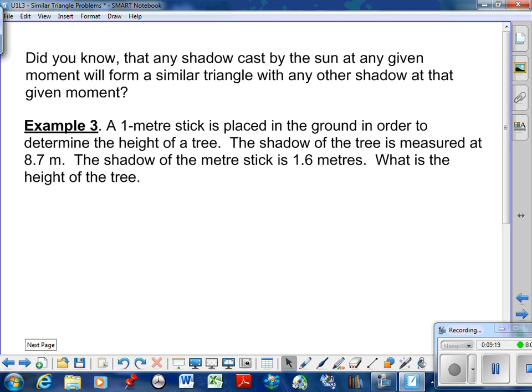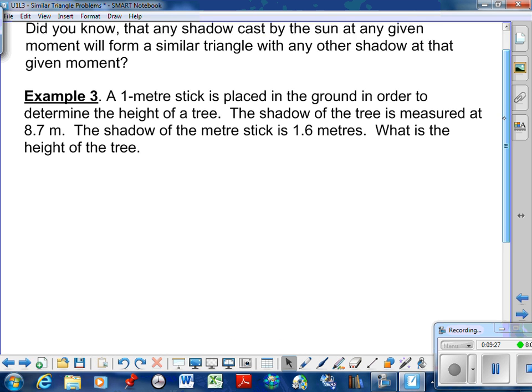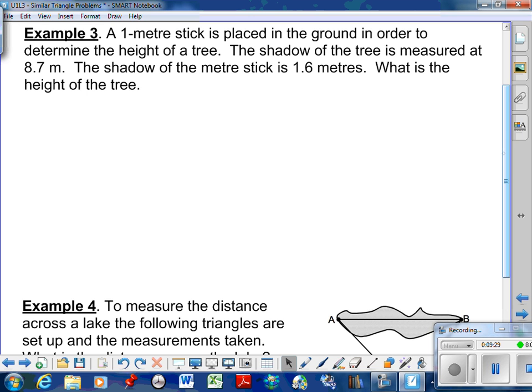Did you know that any shadow cast by the sun at any given moment will form a similar triangle with any other shadow at that given moment? Pretty cool. This is how the Egyptians predicted the height of the pyramids. And I'll show you an example of how. So a 1 meter stick is placed in the ground in order to determine the height of a tree.